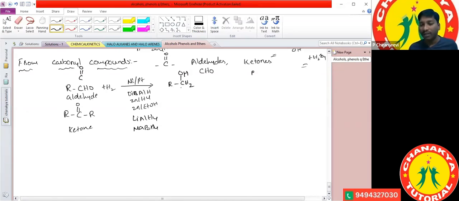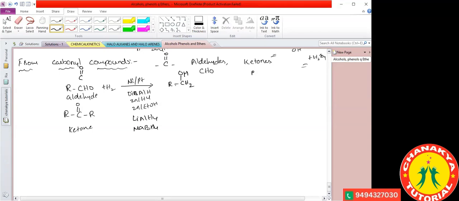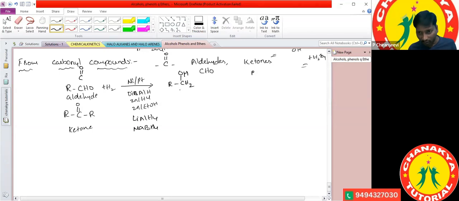So in this method, whatever alcohol you got, is it primary alcohol, secondary alcohol, or tertiary alcohol? Sir, is it primary? Very good, Ritu. It is a primary alcohol. Yes, ma'am, it is primary alcohol only. So aldehydes are converted into primary alcohols.